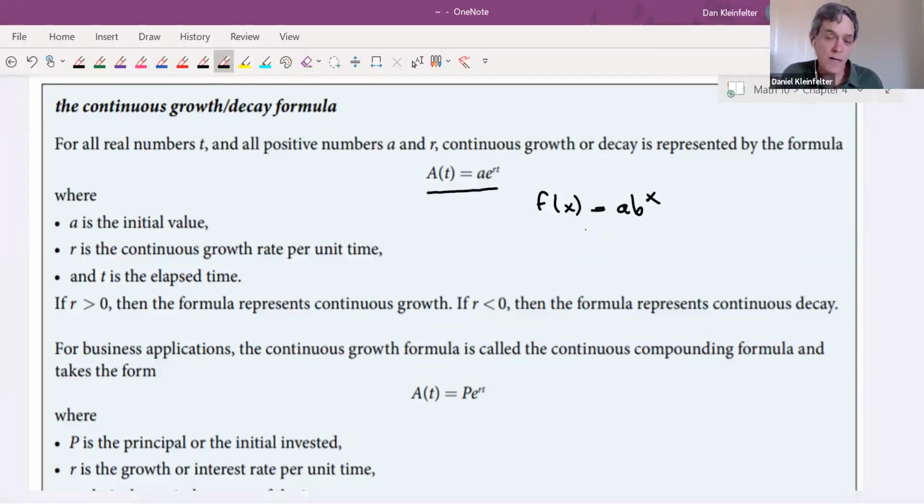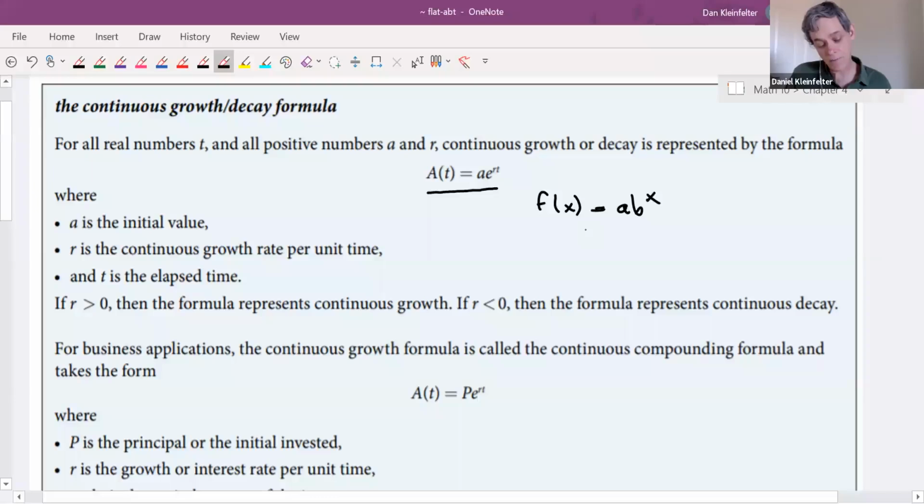If we use e as our base, then frequently we'll do that. The r is the growth rate shown in this formula. A is still the initial value. Here they've used the t for the independent variable because frequently these are functions of time. So here A is the initial value, r is the continuous growth rate per unit time, and t is the elapsed time. If r is greater than 0, then this model would represent growth. If it's negative, then it would represent decay.